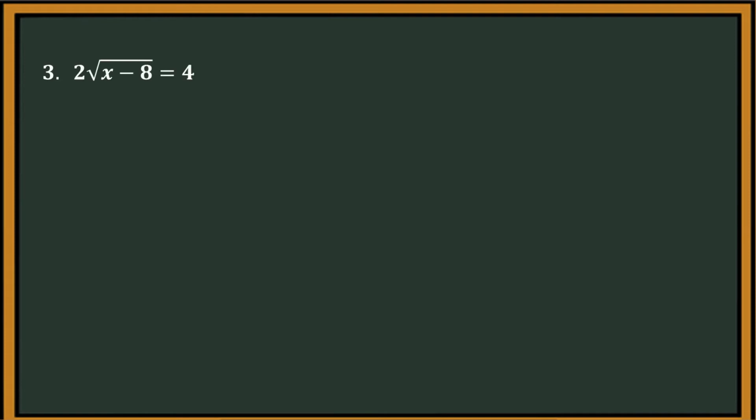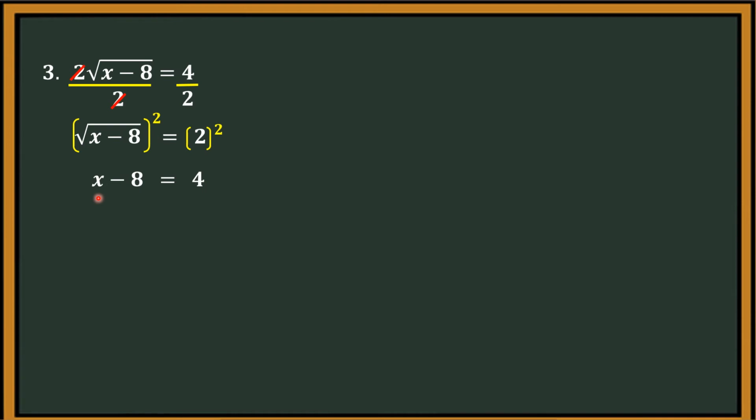Number 3, 2 square root of x minus 8 is equal to 4. Since meron tayo ditong coefficient na 2, we need to divide both sides by 2 to cancel out 2 to the left side. So, matitira sa left side ay square root of x minus 8. And then, sa right side, divide natin yung 4 and 2, that is equal to 2. Since this is a square root, we need to square both sides to cancel out the radical.